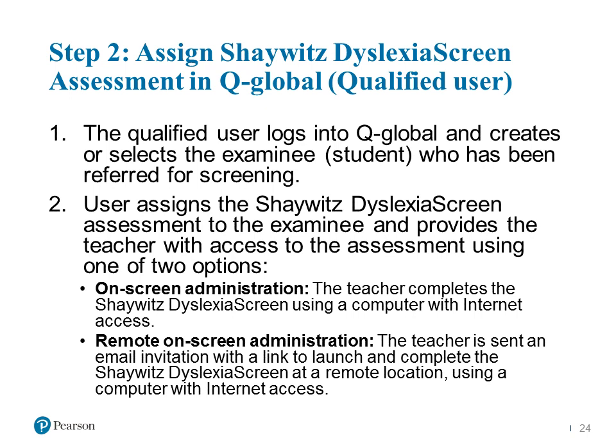Okay, so step 2 would be, again, from the qualified user, you'd log into Q Global and create or select an examinee or a student who's been referred for screening. At that point, then you'll assign the Shaywitz DyslexiaScreen to the examinee and then provide the teacher with access to the assessment, and there are 2 different options.